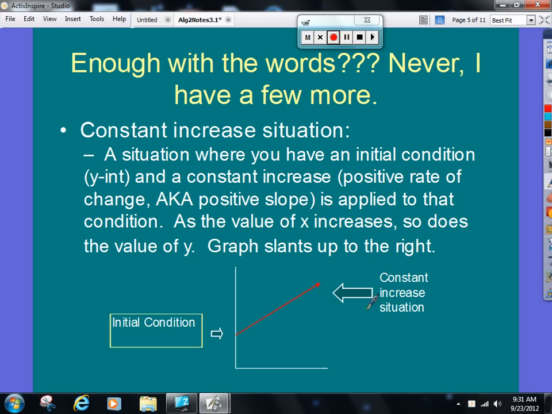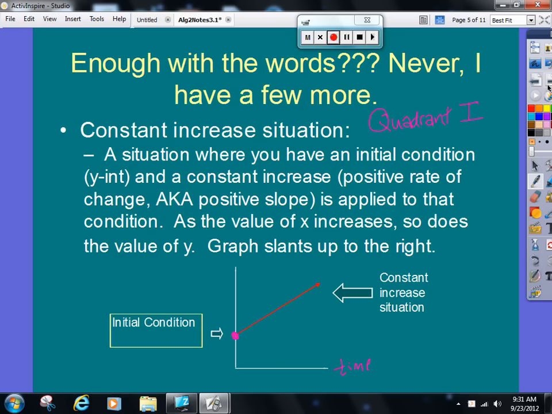Constant increase situation, this is it. Usually we are talking about quadrant 1 with these. Not always. Sometimes it can be 1 and 4, I suppose. But almost always it's going to be 1. This is what I was talking about when you're graphing against time a lot. It doesn't have to be time, but usually. This initial condition is your y-intercept. This is where it's starting. And this is a constant increase situation because as you can see, the quantity is increasing, okay, with a positive slope. You can always tell what it is because the slope is positive.